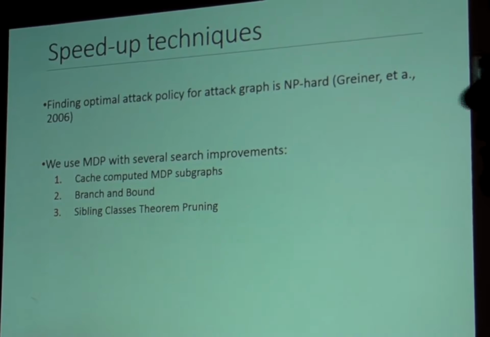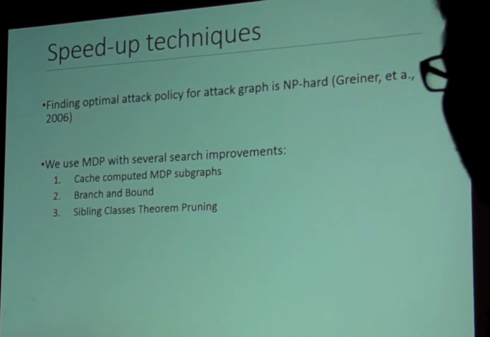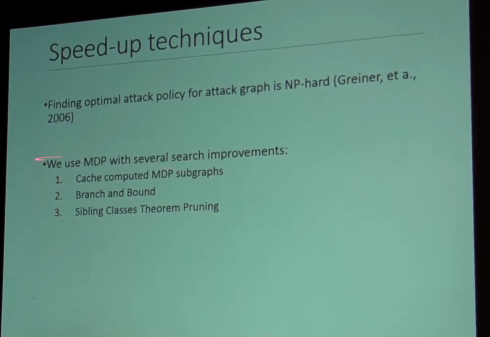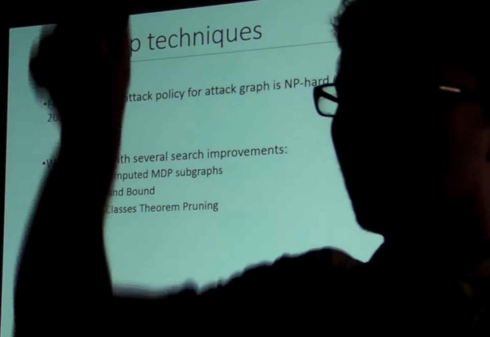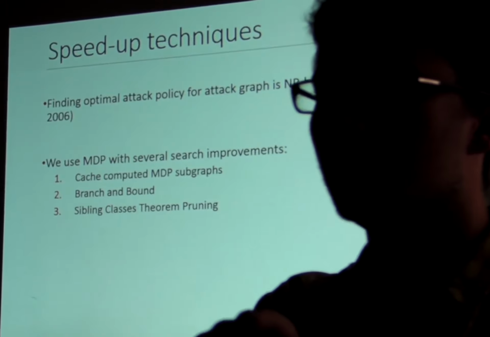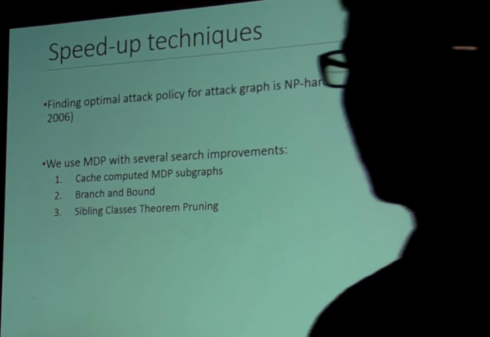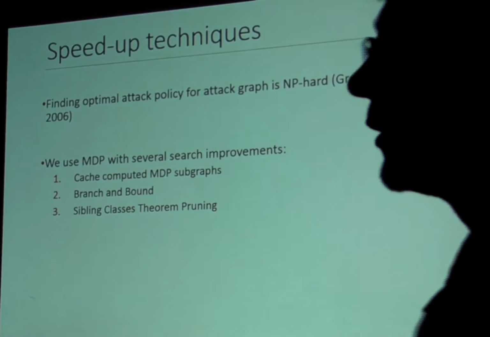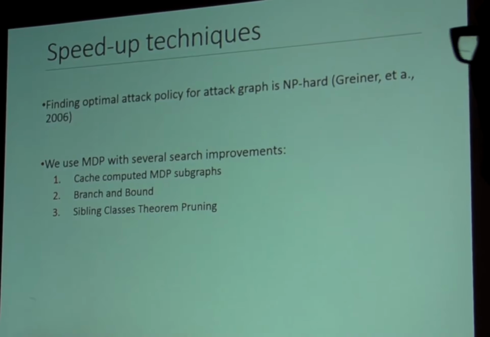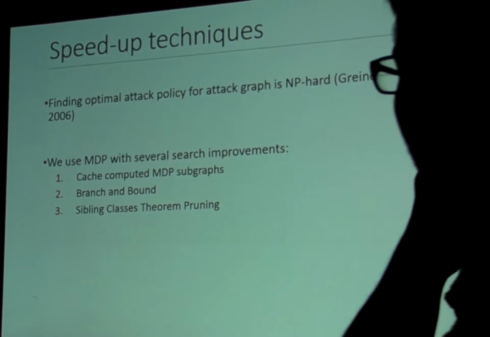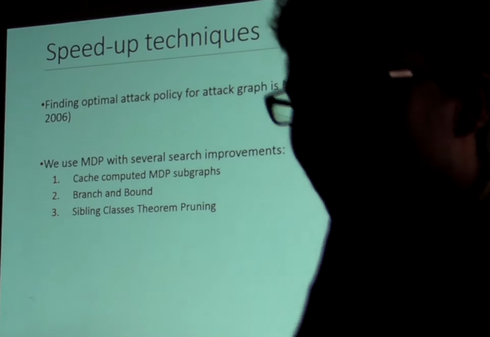So now I'll just present how we compute the optimal attack policy for the attacker. We use dynamic programming. If part of the MDP is solved and we get to this part again via different actions, we don't compute it once more, because we don't do the same effort twice. We use branch and bound, which are standard techniques. I will just say a bit about the sibling class theorem, which Carlos Sarauta also used in his work.